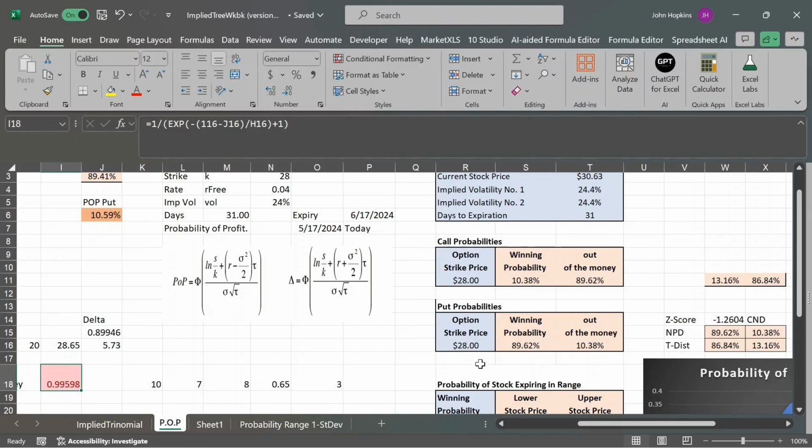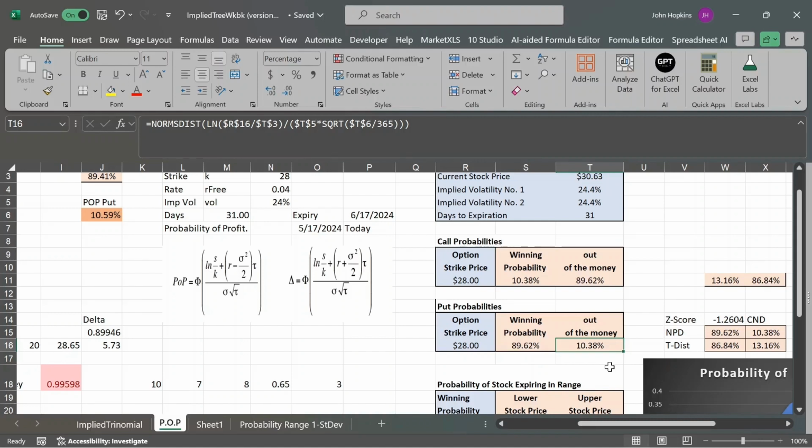As you can see, the strike price. Oh, that's actually reversed. The winning probability there is a likelihood of it being out of the money. If you're a call buyer, I'm a call writer, so I've reversed what's the winning probability. The probability of a put being out of the money is 89%, which I call a winning probability.